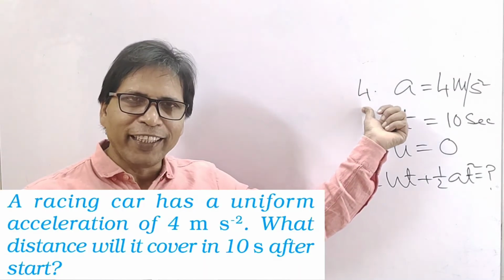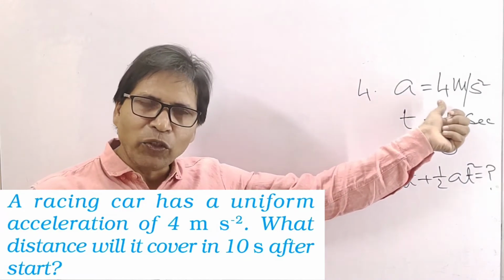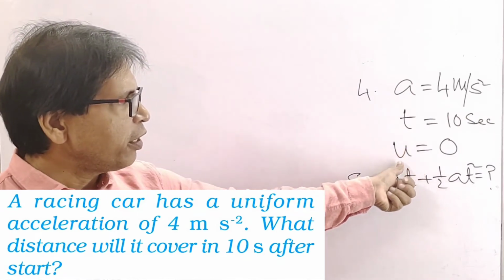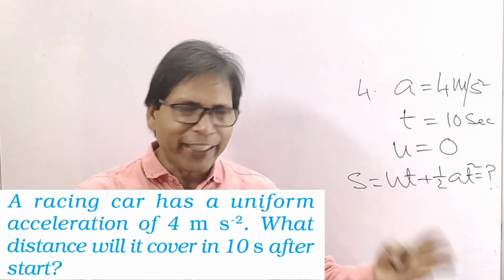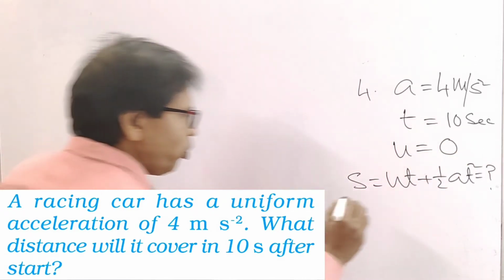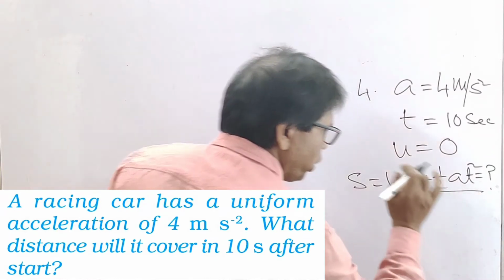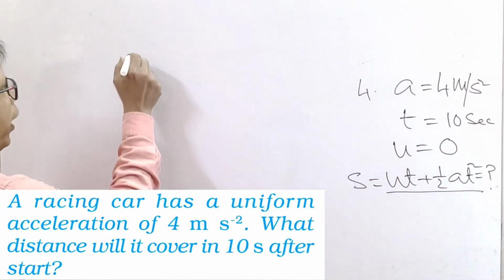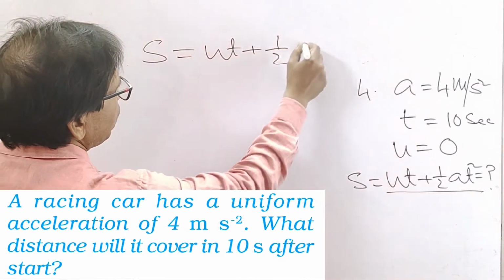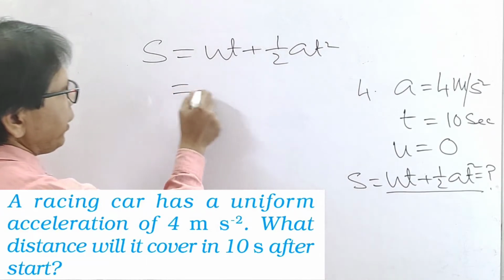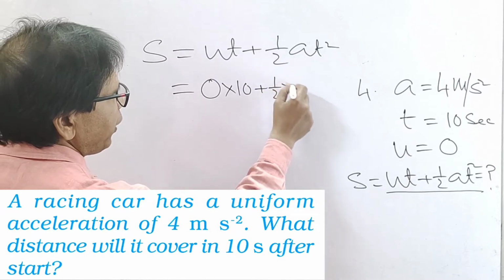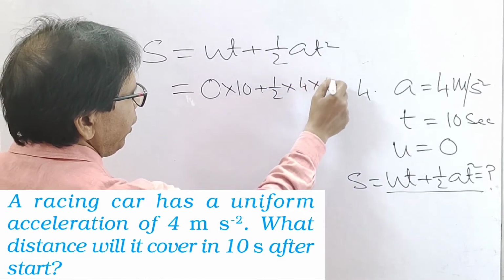Okay. Now look at this. A racing car starts with an acceleration of 4 meter per second square from rest. We have to calculate the distance covered in the first 10 seconds. Now look at this. The formula of distance is s equals ut plus half at square. Therefore s equals ut plus half into a into t square. Here u is 0 and t is 10, plus half, a is 4 and t is 10 whole square.